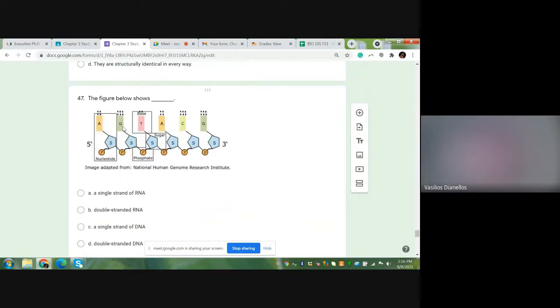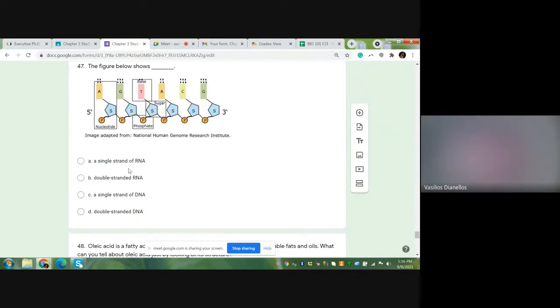So here we have, hopefully you should recognize this. You do need to recognize this as a polynucleotide, because there's a nucleotide, there's one, right? You can see the sugar phosphate backbone. And then you can look at the letters and see that there's an A, a G, a T, right? Oh, there's a T. We know if it has a T that it must not be an RNA, it must be DNA. And we know because there's only one of these strands that it has to be a single strand of DNA. So the answer to that is C. Any questions about number 47?